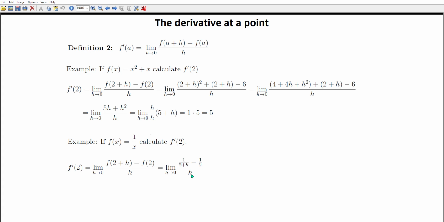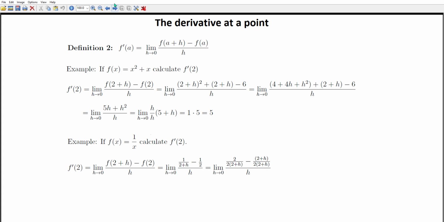Factoring is not an option here, but what is an option is we have fractions in the top. We can combine them, but to do that, we're going to need a common denominator. And the common denominator is going to be 2 times 2 plus h. So this first term becomes 2 over 2 times 2 plus h. This second term becomes 2 plus h over 2 times 2 plus h.